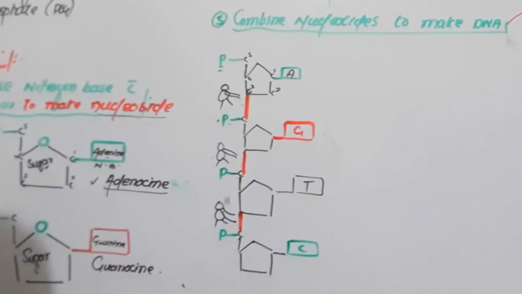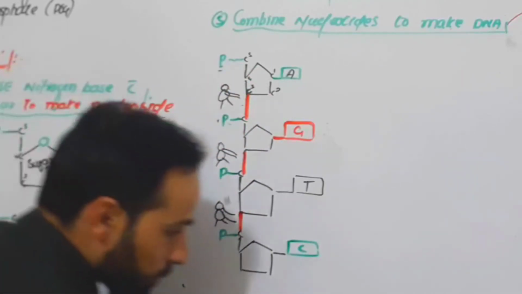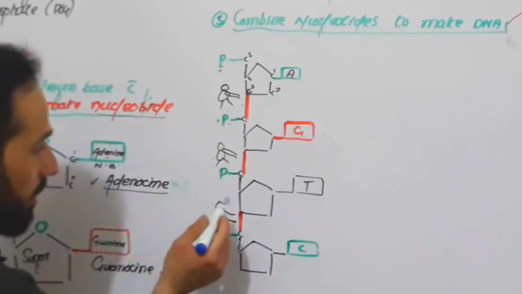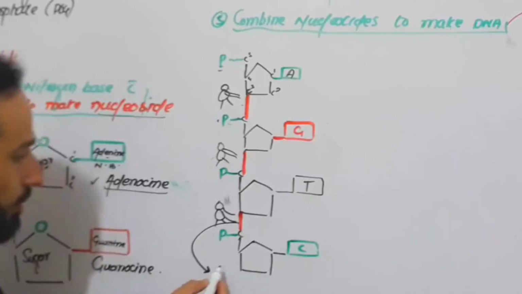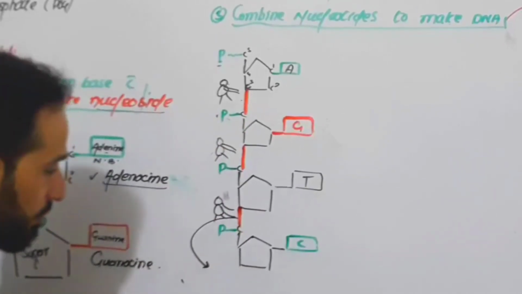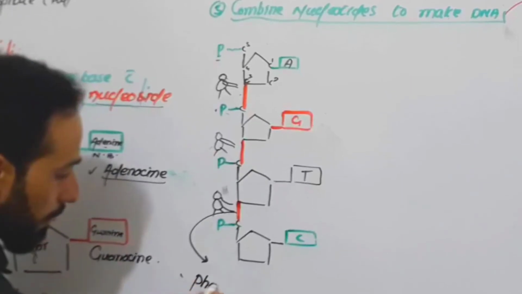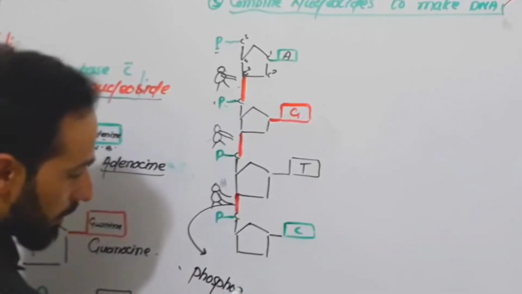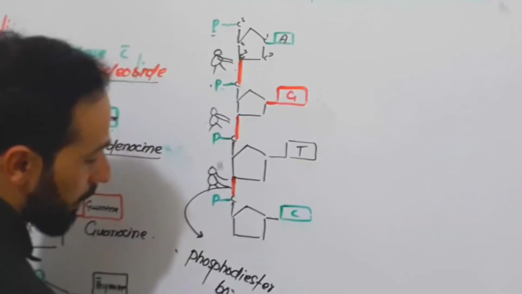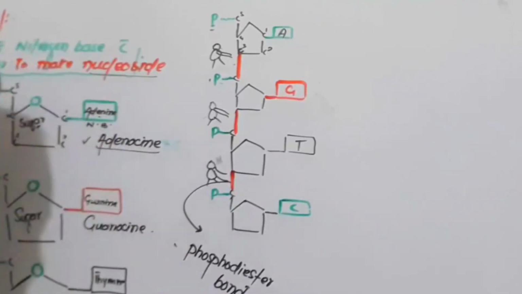right? What are we doing? We are combining these nucleotides with each other, right? So and so forth, all these bonds will be made. And what are these bonds called? This red bond, which is made between 2 nucleotides, is a very strong bond. This bond is called the phosphodiester bond, and it is a very, very strong bond, right?